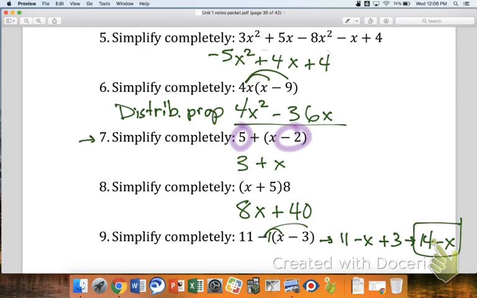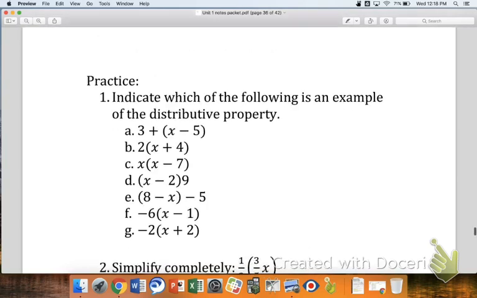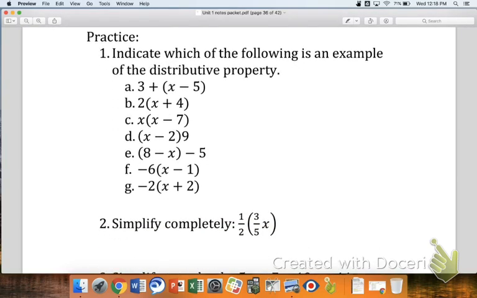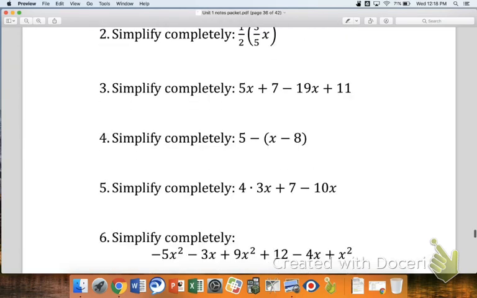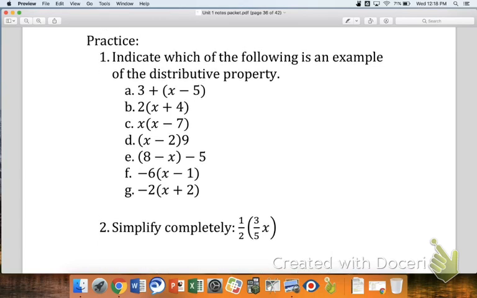Yep, on the practice. Yep, the multiple choice. Yeah, so it's possible to pick more than one. Indicate which of the following is an example of the distributive property. So we're looking for distributive properties here and eliminating those that are not.